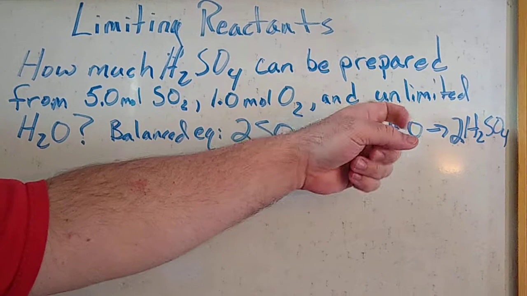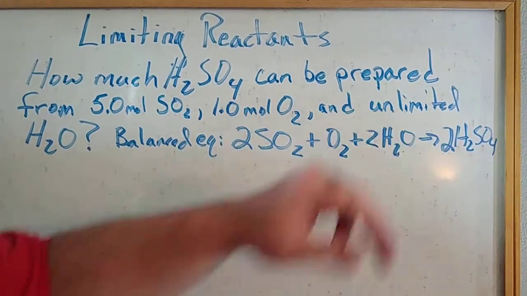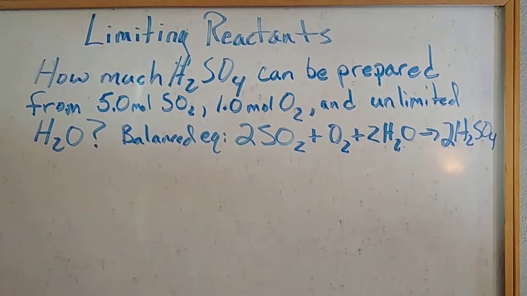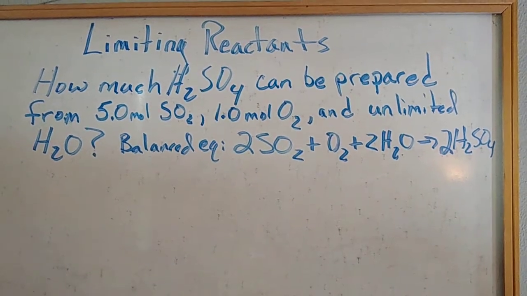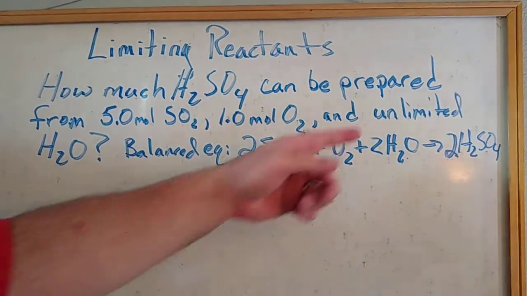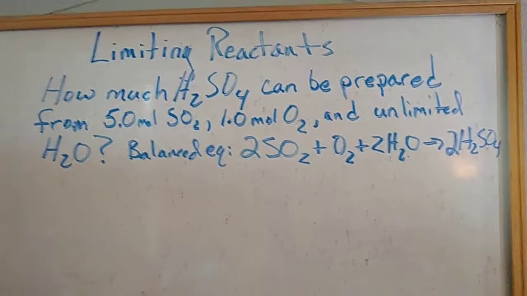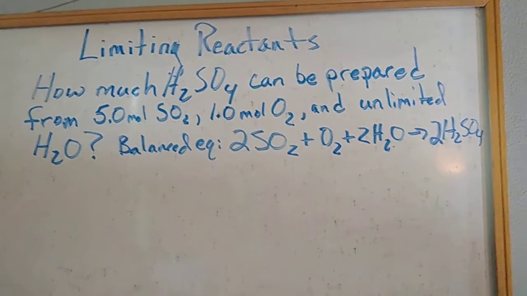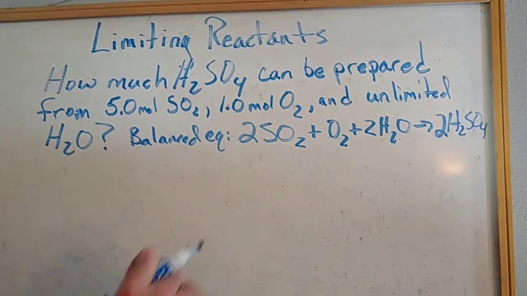I want you to make special note that when you see this in a problem, either the word unlimited or excess, you know that, hey, I don't have to probably worry about that reactant or even that product if I'm figuring out what is my limiting reactant. So unlimited and excess are good terms to know because they're going to help you not do a bunch of extra work. So in this problem, we have the balanced equation, which I gave you.